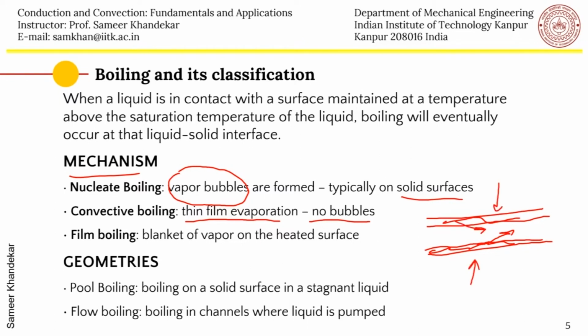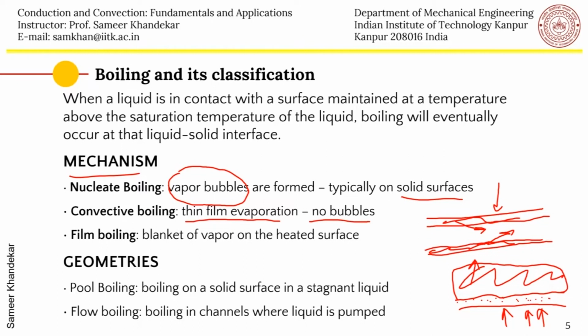Then there is film boiling, where there is a blanket of vapor on the heated surface. So essentially in this case the vapor is here and the liquid is on the top. Okay, so this is liquid and this is the vapor, and under such conditions, heat is coming in from this surface here. We call it film boiling. So these are the three mechanisms of heat transfer, and the morphology of the liquid and the vapor is different in nucleate boiling, in convective boiling, and in film boiling.